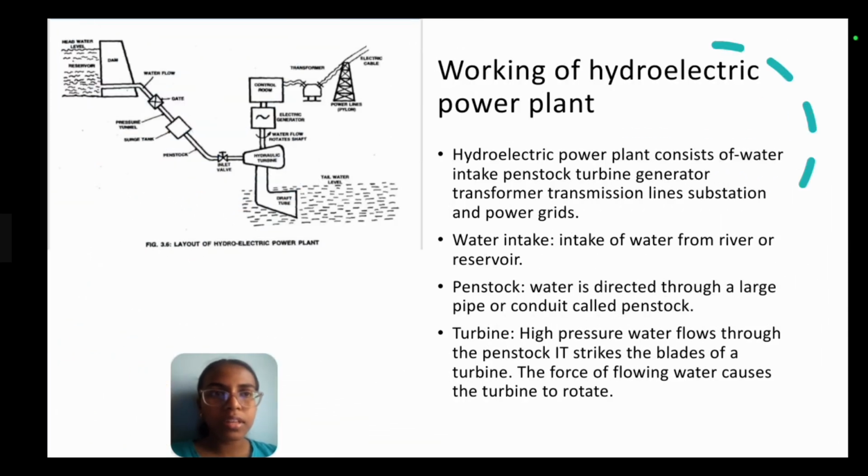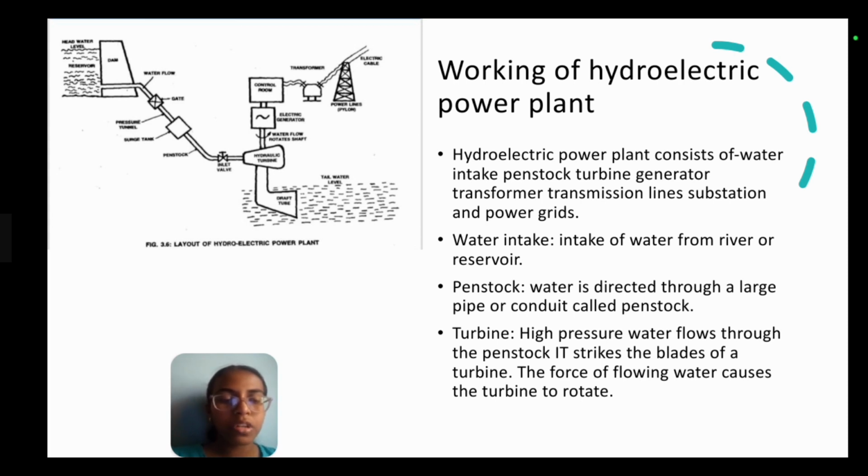Now let us look at the working of a hydroelectric power plant. First, the process begins with the intake of water from a river or reservoir. The water is collected at a high elevation to harness the gravitational potential energy. The water is then directed through a large pipe or conduit called a penstock. The penstock is designed to control the flow of water and guide it towards the turbines.